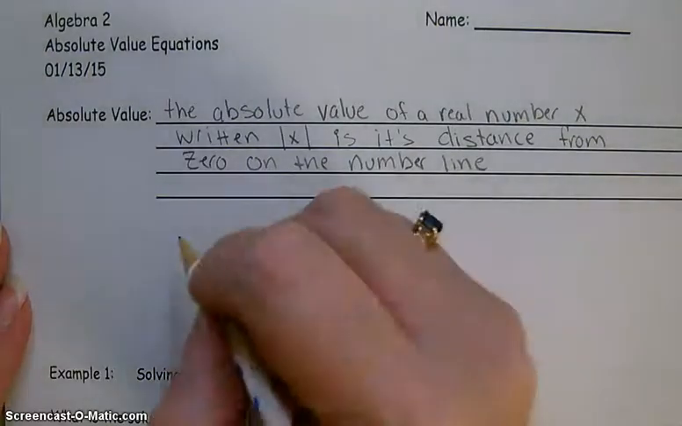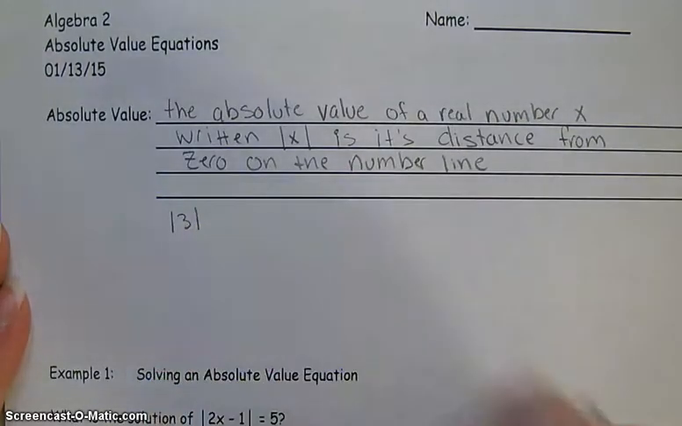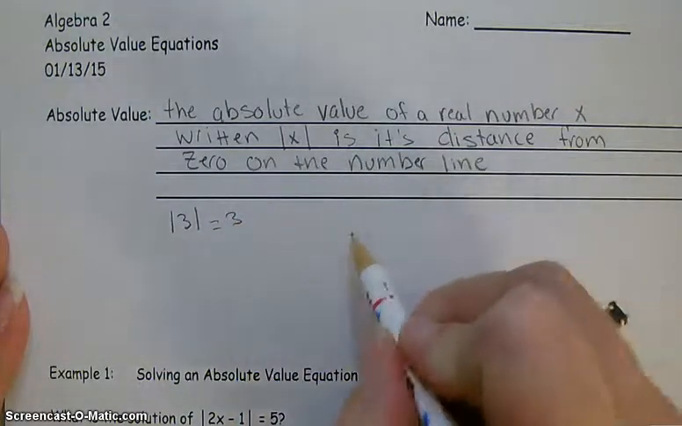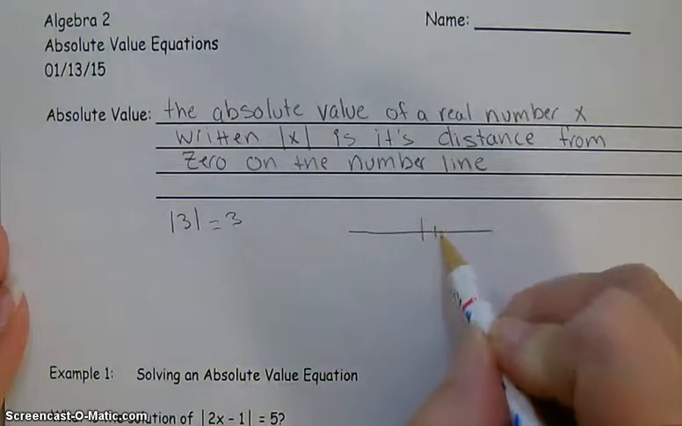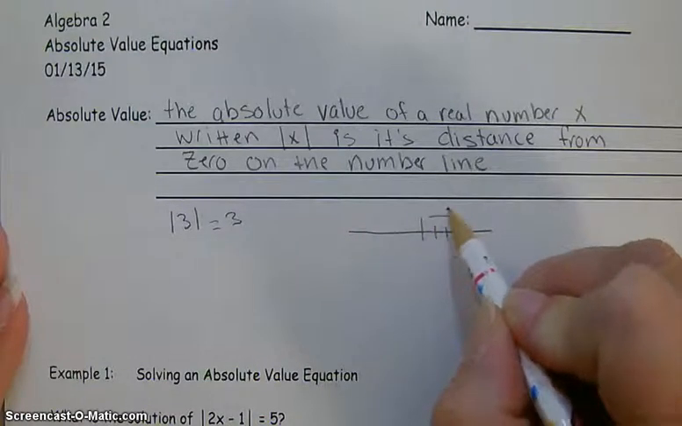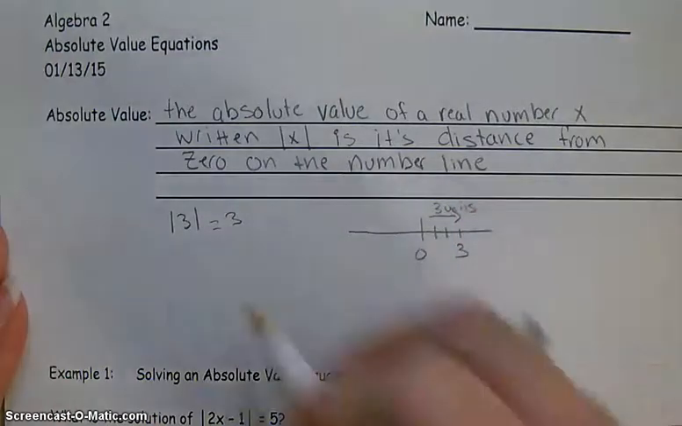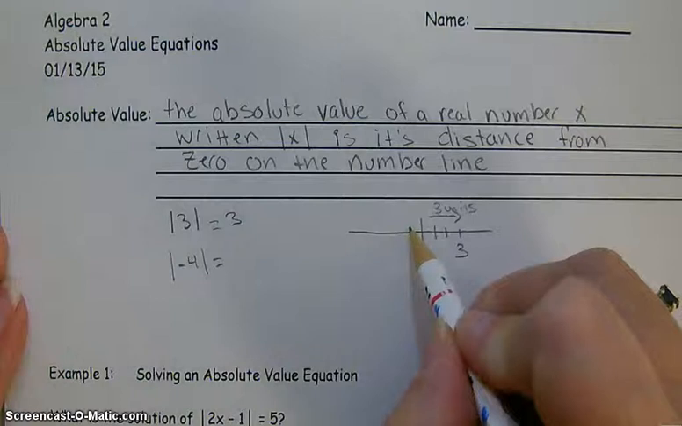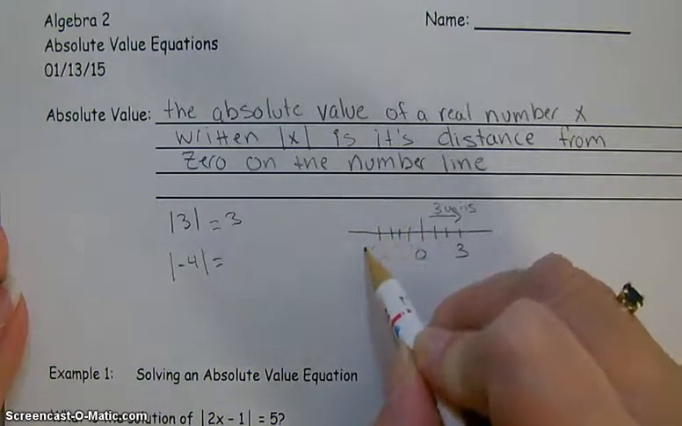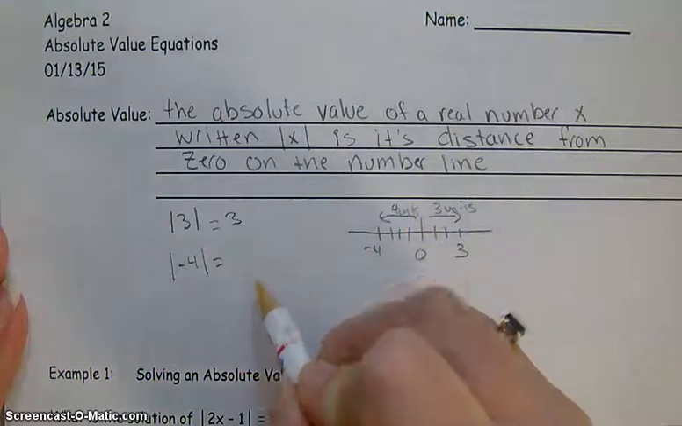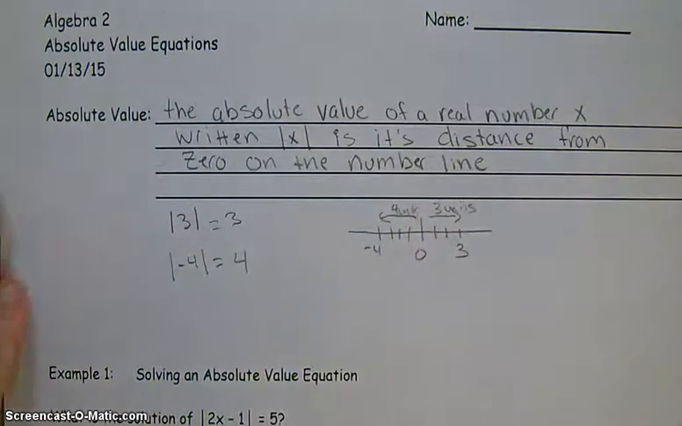So for example, the absolute value of 3 would equal 3. If we were to draw that on a number line, with 1, 2, 3, here is 3, I am 3 units from 0. If I wanted to say the absolute value of negative 4, if I draw that on a number line, 1, 2, 3, 4, I am still 4 units from 0. So that is positive 4.